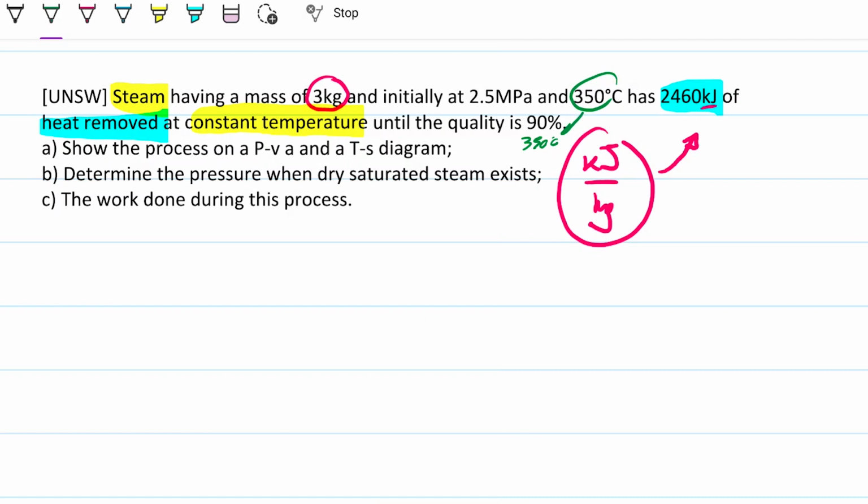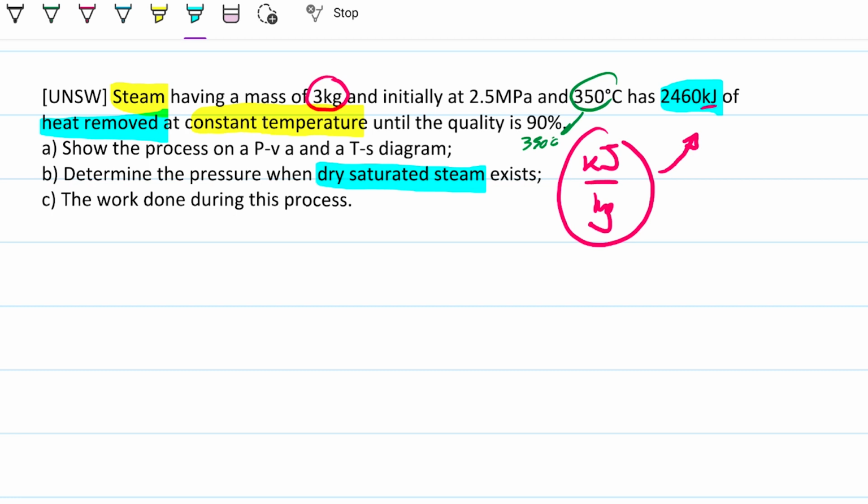We need to draw this on a PV diagram, TS diagram, and do the pressure. Okay, when does dry saturated steam exist? What does that mean, right? So dry saturated steam is a fancy way of saying saturated vapor. Because if you recall, the definition of saturated vapor is precisely vapor in which you don't have any droplet of liquid whatsoever. And as soon as you remove the first amount of energy, you're going to see the first droplet of water forming. So it's the same thing as saturated vapor.